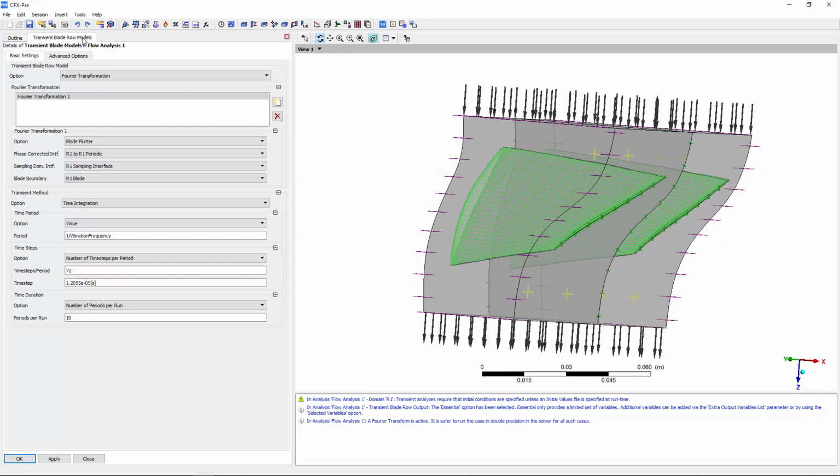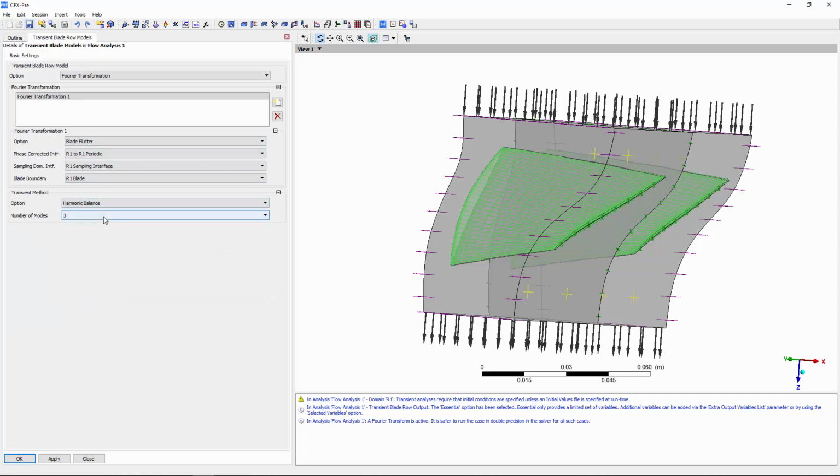I'll start converting the case by changing the transient method from time integration to harmonic balance. This is a frequency-based solution method in which transient flow variation is represented by a Fourier series for a specific fundamental frequency. The number of modes option controls the number of harmonics included in this Fourier series. In general, one mode is sufficient for describing simple flows, while more complex flows, such as those containing sharp discontinuities, require a larger number of modes. For this analysis, I'll use 3 modes.